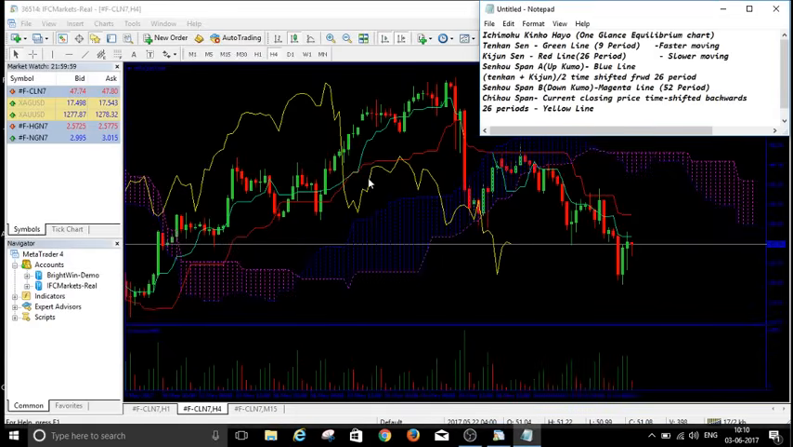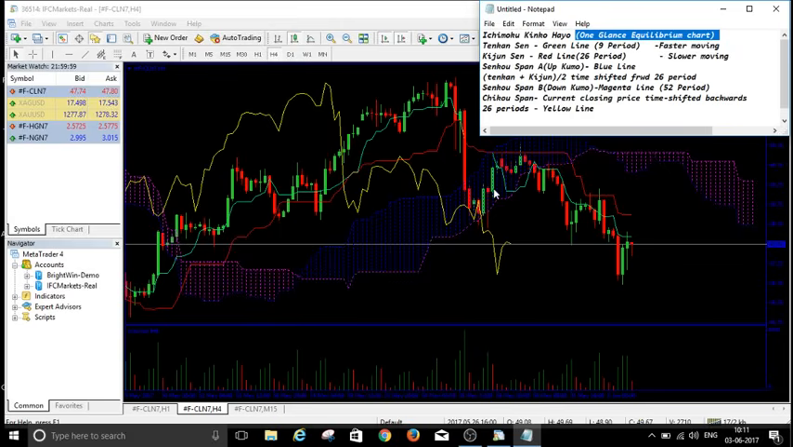Today you will learn about Ichimoku Kinko Hyo. Ichimoku Kinko Hyo is a Japanese word, and this is the English meaning of Ichimoku Kinko Hyo. Here are five lines which we use for Ichimoku.